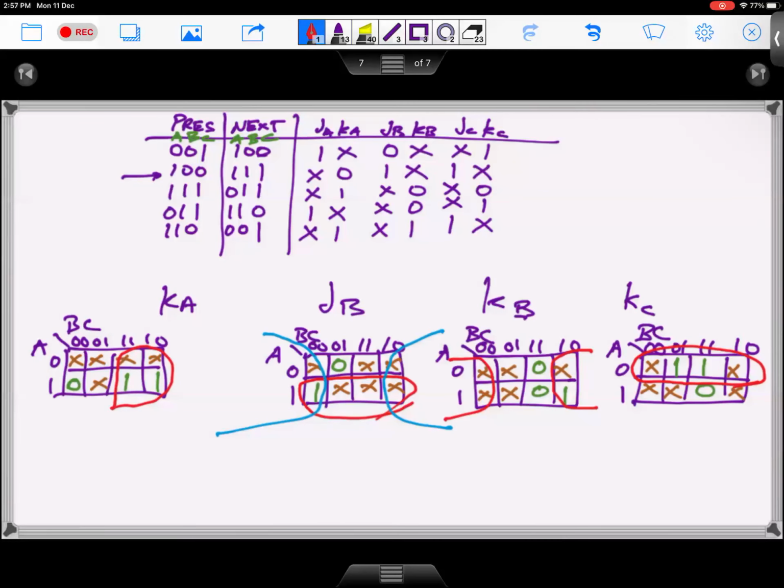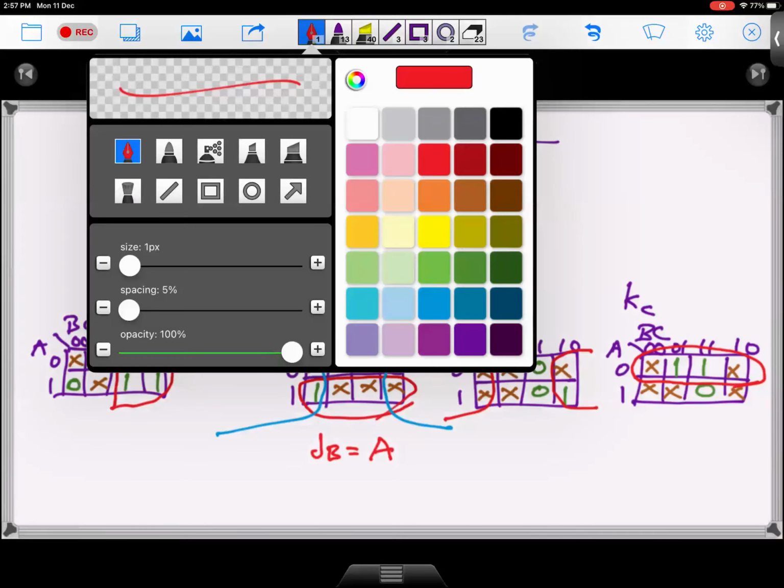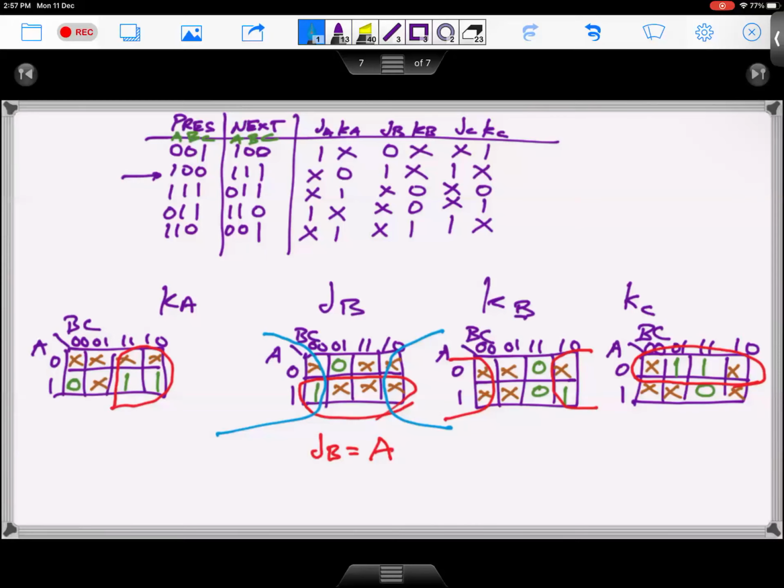So either your JB is going to be equal to A, or your JB is going to equal C bar. But you cannot have A or C bar. That is not right. You have to pick one or the other. Do I make myself abundantly clear? I don't wish to be mistaken here. I want to make sure we are all on the same page.